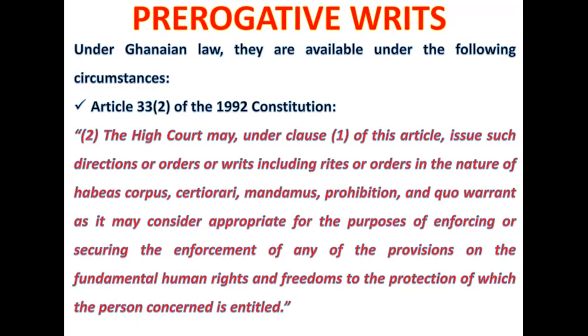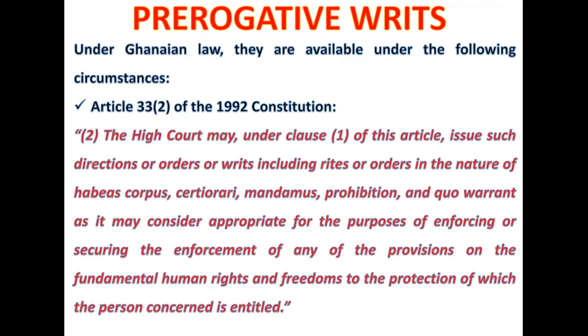The first circumstance is under the human rights jurisdiction of the High Court under Article 33, Clause 2 of the Constitution. Article 33, Clause 1 of our 1992 Constitution indicates that where a person alleges that a provision of this Constitution on the fundamental human rights and freedoms has been or is likely to be contravened in relation to him, then without prejudice to any other action that is lawfully available to that person, he may apply to the High Court for redress. So under Article 33 Clause 1, the person whose human rights is likely to be breached or is being breached is given the right to apply to the High Court for redress.